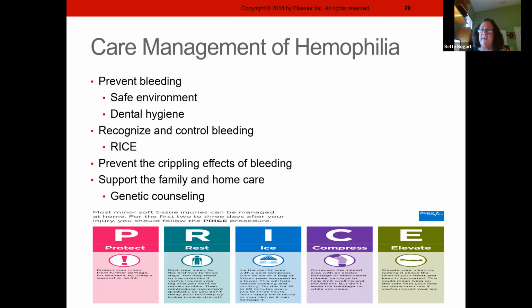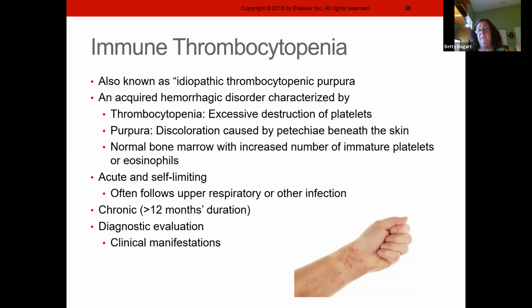So our goal is to prevent that bleeding. As a nurse, you're going to have a safe environment. And remember, they bleed through their gums. So be very careful, soft toothbrushes for these children. So recognize, control bleeding with RICE, like I just said, prevent those crippling effects. And then remember, these children will be getting home care, teaching these parents how to give this therapy. And again, genetic counseling, so that these parents can understand their chances of another child with hemophilia if they want it.